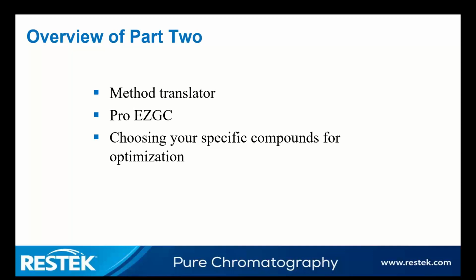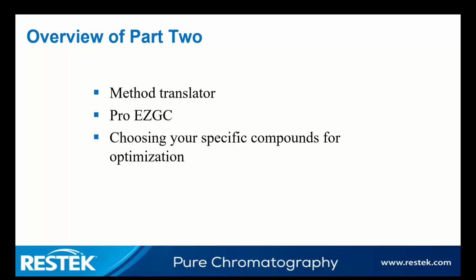So we talked a little bit about ProEasyGC. ProEasyGC gives you the opportunity to enter whatever compounds you have. We have a database of thousands and thousands of compounds that have been entered on 23 different stationary phases that allow you to enter the compounds, and it will choose the best column and conditions for that specific set of compounds.